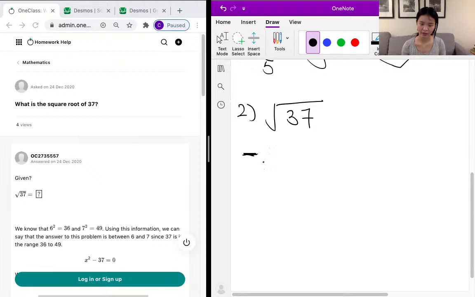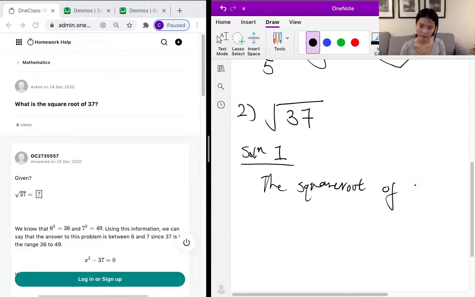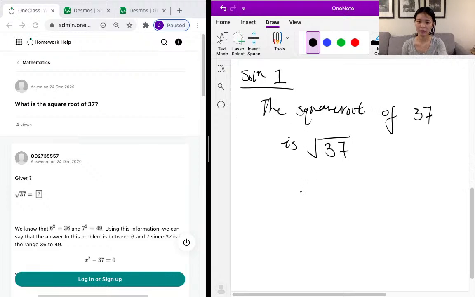The first way is just that this is the square root of 37, it's just root 37. So they'll just say something like, let's write solution number 1. People would just write the square root of 37 is root 37. Okay, this is one of the solutions that people gave, but this solution is kind of lame because you're just adding a square root sign to it, but it is a correct solution. There are some other solutions.